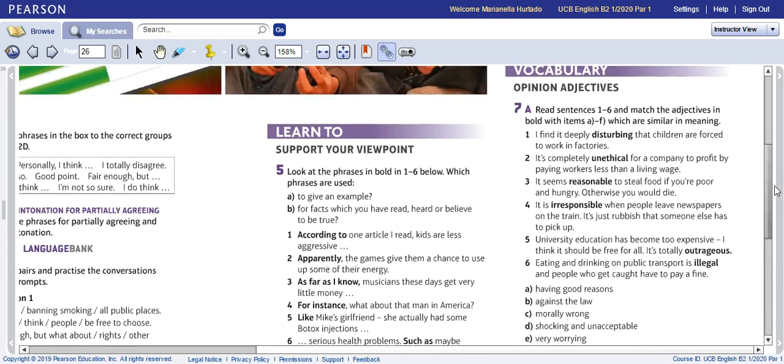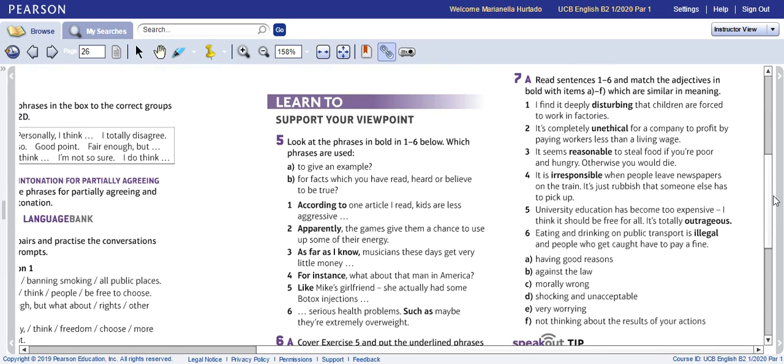Let's take a look at number 7. It says opinion and adjective. Read sentence number 1 through 6 and match the adjectives in bold with items A through F, which are similar in meaning. So you're matching sentences number 1 through 6 with their meanings A through F. So you have disturbing, unethical, reasonable, irresponsible, outrageous, illegal. So let's try to do the first one, letter A, having good reasons. So the meaning is having good reasons.